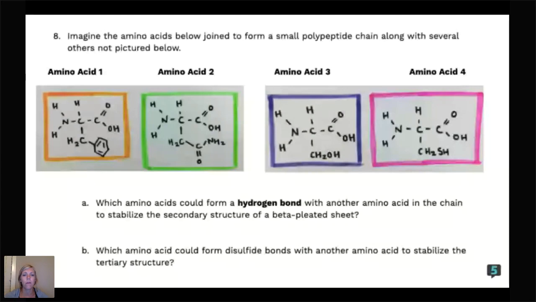So just think about A and think about which ones could form hydrogen bonds with other amino acids in the chain. I'll give you a hint. This one does not have to do with R groups.